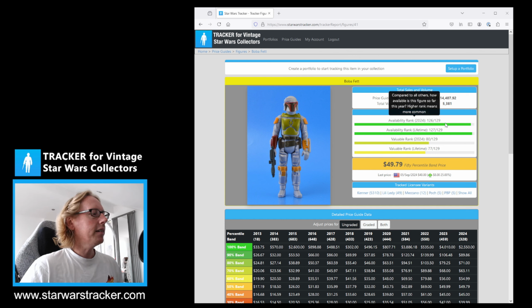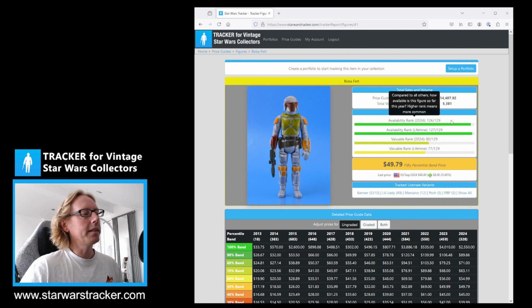So for Boba Fett here, it's got an availability rank of 126 out of 129 loose figures that I track. And basically this means, compared to all the other figures, how available is this figure so far this year? So how often has a price been recorded for it? And so it turns out that Boba Fett is highly available. So the higher rank means that the figure is more common. That's basically what this is communicating. So high availability means it's not rare. You've always got a chance to buy it. There's lots of sales happening in the market.